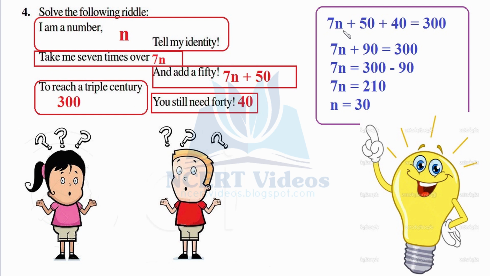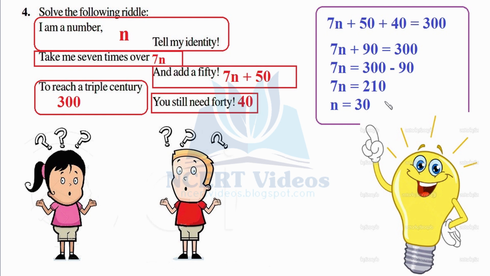Now it's just a matter of solving this equation. 7n as it is, 50 plus 40 is 90, equal to 300. 7n as it is, 300 minus 90, transposing 90, that is plus 90 towards the right hand side, it becomes negative 90 because transposing changes the sign. Now 7n equals 210. Get rid of this 7, divide both sides by 7, 7 7 cancel, n is separated. 7 3s are 21 and 0 as it is. So n equals 30. So this is the solution or the identity of this number n.